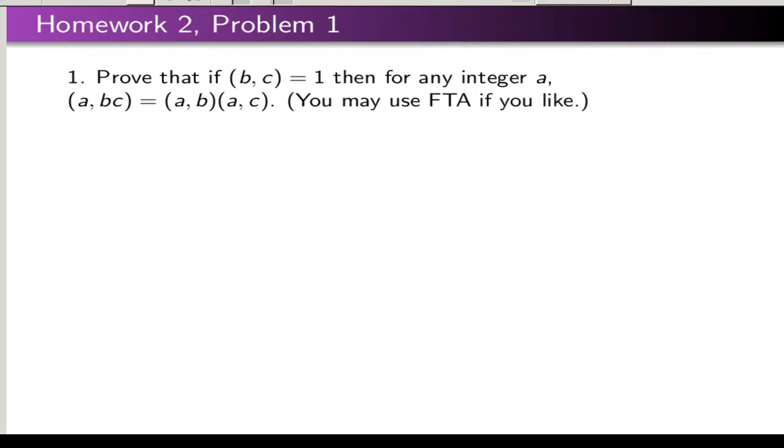Problem 1. Prove that if b and c are relatively prime, then for any integer a, the greatest common factor of a and b times c is just the greatest common factor of a and b multiplied by the greatest common factor of a and c. Intuitively this makes sense because b and c have different sets of prime factors. So how do we write down a formal proof?